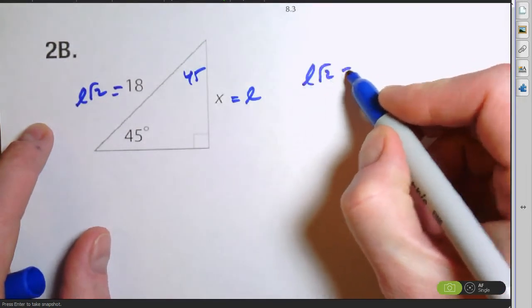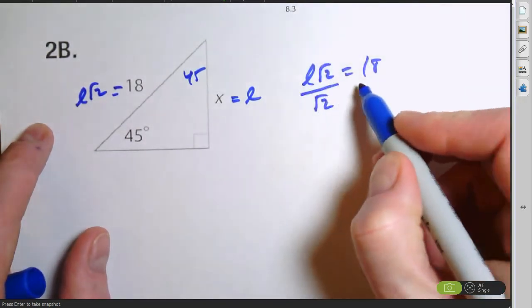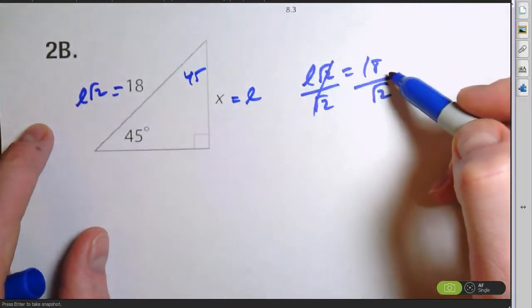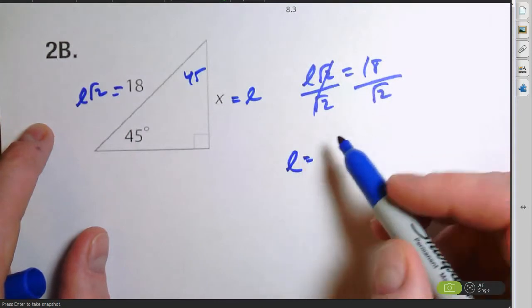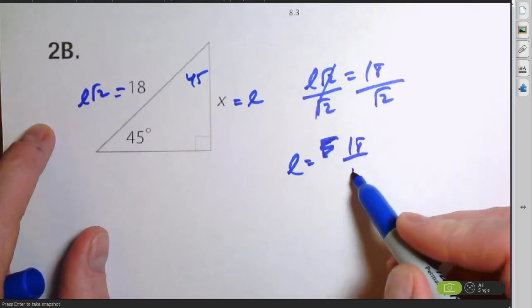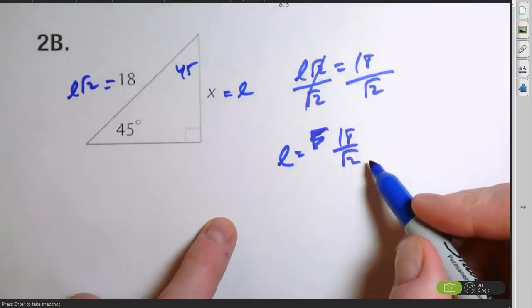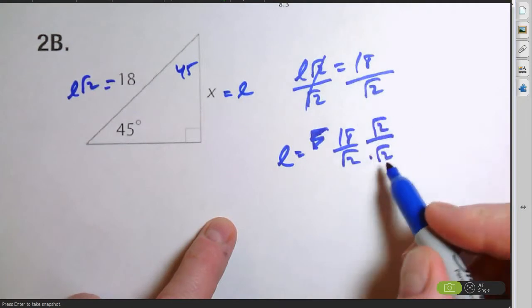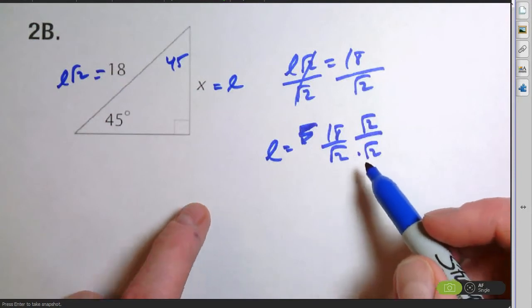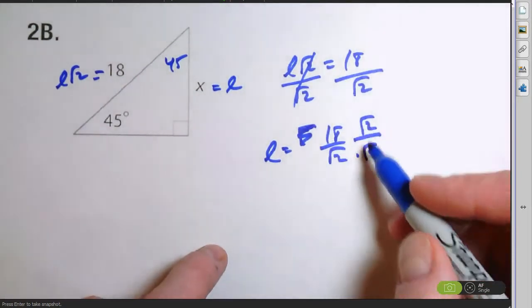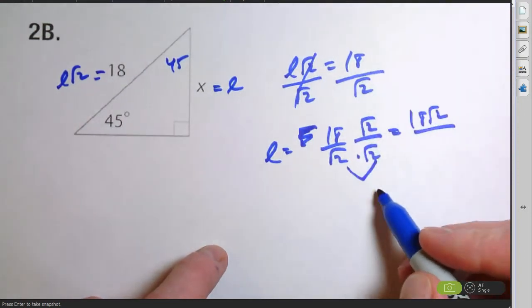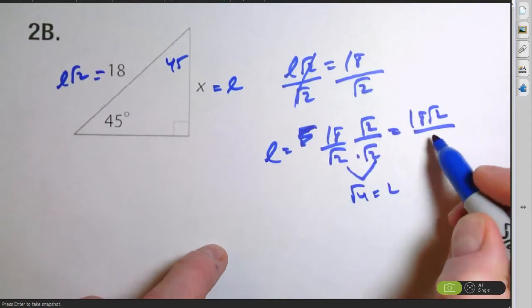So L root 2 equals 18. I'm going to divide by root 2. So it's 18 over root 2 for L. Now, we haven't done this for a bit, but in order to simplify division with the radical, we multiply the top and bottom by the radical. And the reason is it's this old arcane skill that we can't leave a radical in the denominator, we have to simplify it. So multiply the top and bottom by root 2, it gives me 18 times root 2 on top. And then root 2 times root 2 is really root 4, which is 2.